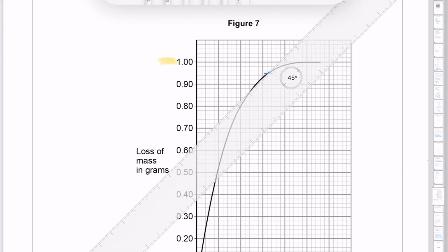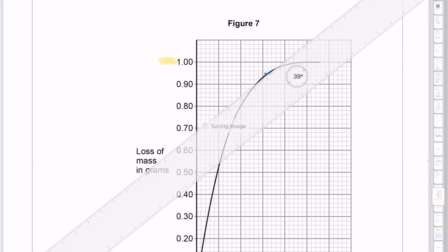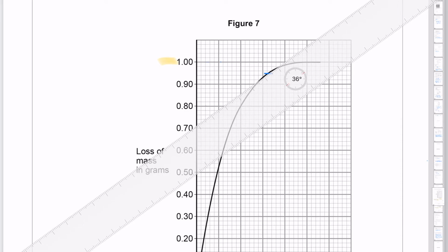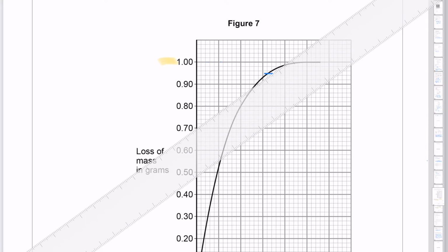The tangent there at 0.9 of a gram, around there. And at 0.95 of a gram, is it about there? What I'm trying to get is the same amount of the black line both sides of my ruler. Is that about the same? I think that's about the same amount of the black line either side of my ruler. So that should be about the gradient.